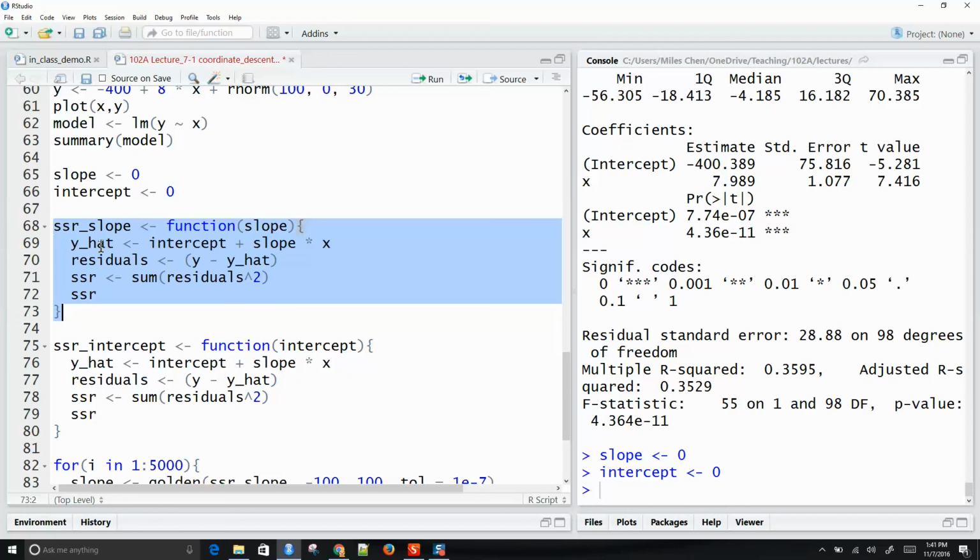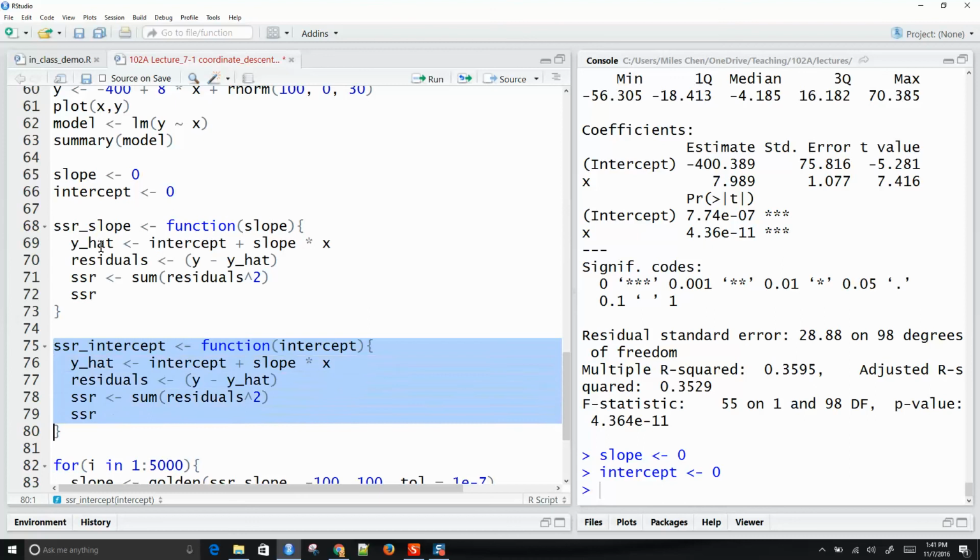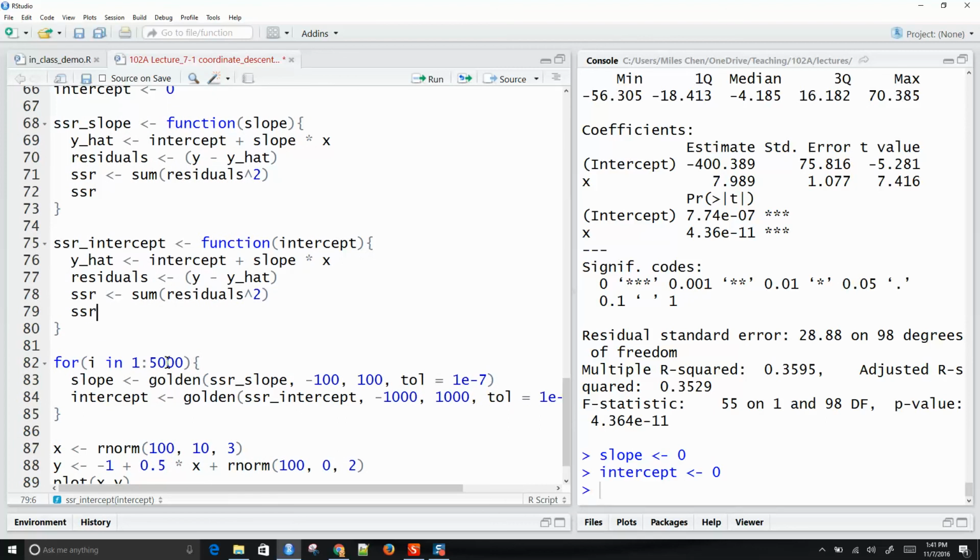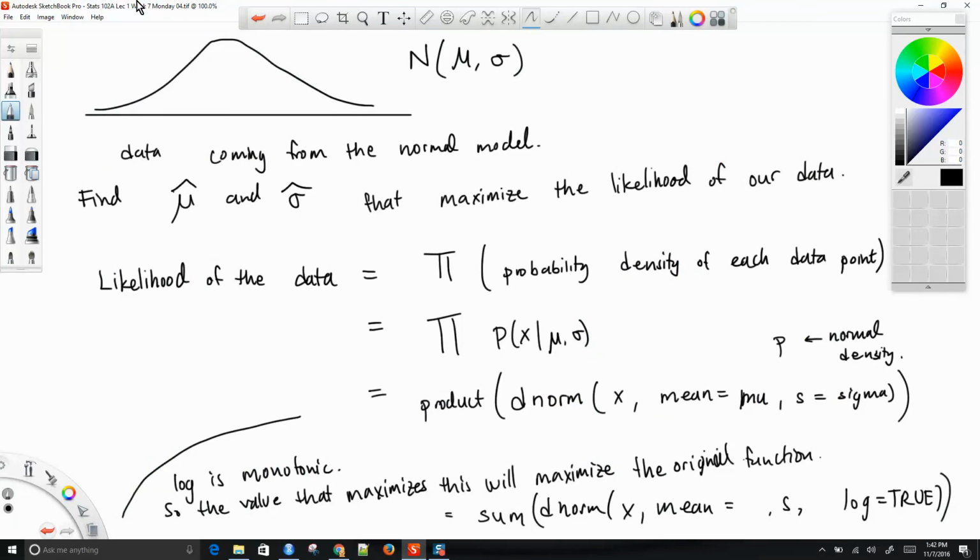Okay, and here I have pretty much the exact same thing, and this is sum of squares residuals as a function of the intercept. Right now I have slope is 0 and intercept is 0. Now what we're going to see is that it's going to take us a ton of iterations to get to the actual thing, whereas with the normal distribution, it zeroed in on the values very quickly.